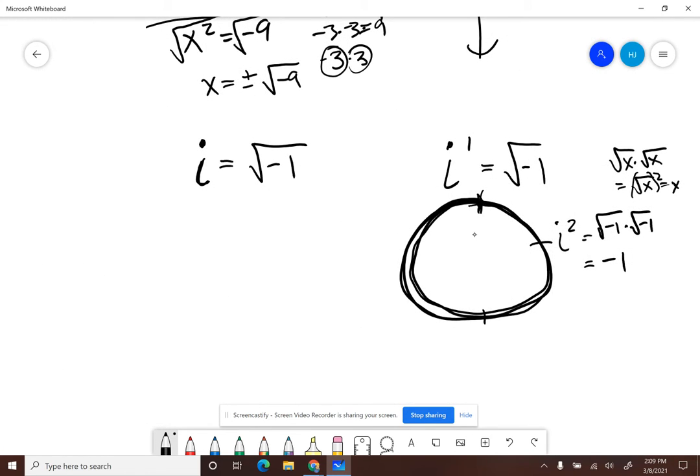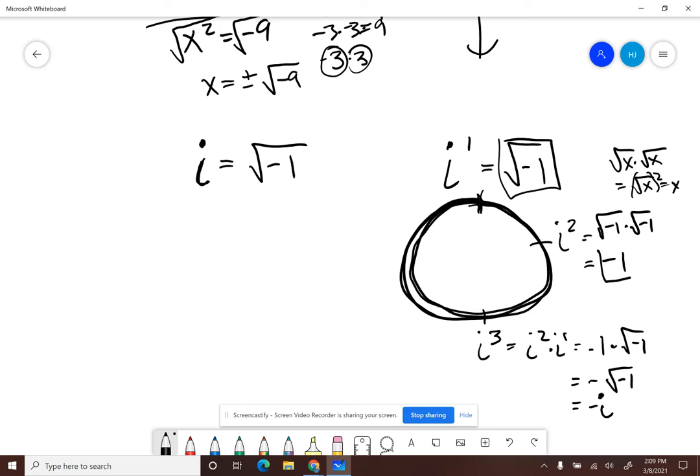This really gets crazy because now I've got i to the third power. So i to the third power would be the same thing as i squared times i to the first. Well, we know that i squared is negative 1, and we know that i to the first is the square root of negative 1. So now what I really get for an answer here is negative square root of negative 1, or negative i. So notice every time I'm going around here, I'm getting a different answer. i to the first is this, i squared is really negative 1, and i to the third is really negative i.